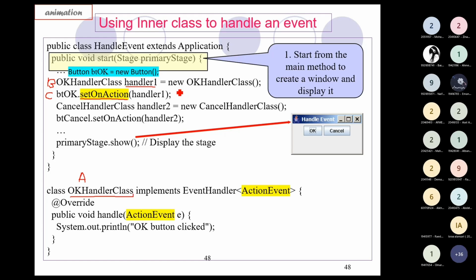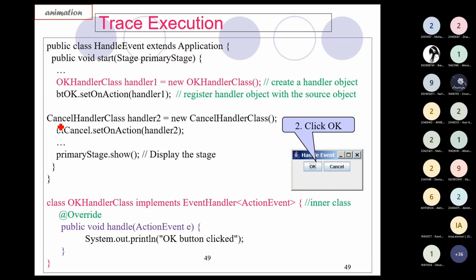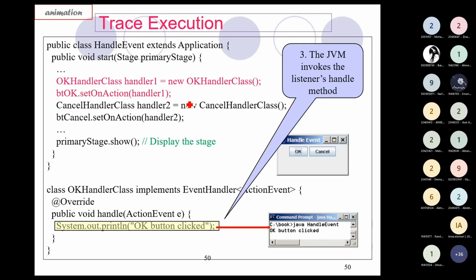So here is just highlighting the things that I just explained. First, you create the inner class, you define it, create a handler, and then register the handler. Inside the class that you created, which is called OKHandlerClass here, it is going to implement an event handler and get an action event, depending on the event type. If it is mouse or key, it will be different.